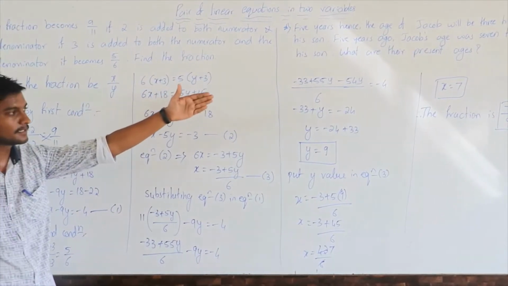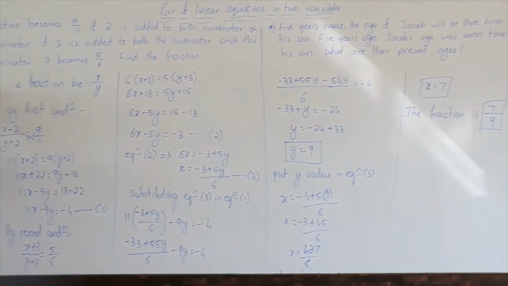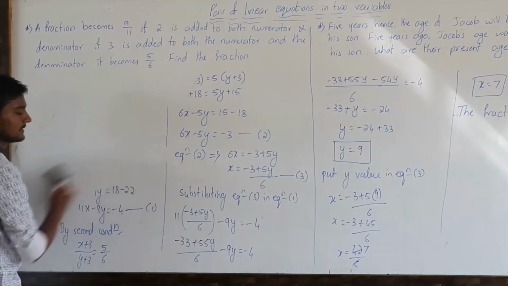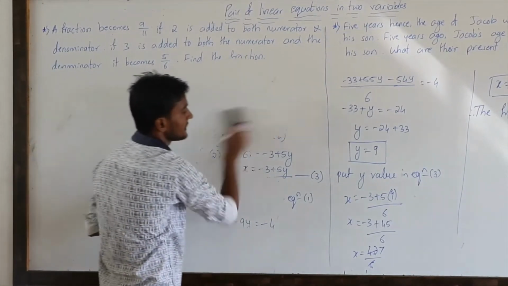So the answer is 7 divided by 9. So this is the first problem. So let us discuss the second one. So in the second problem, what is the second problem?